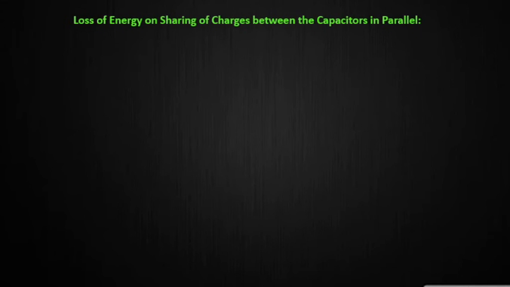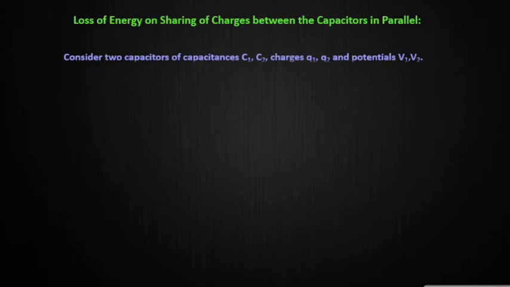Now let us see what will happen to this energy when two capacitors are connected to each other. For that, consider two capacitors of capacities C1 and C2. Let Q1 and Q2 be their charges and V1 and V2 be the potential differences between the plates respectively. Then Q1 is equal to C1 V1 and Q2 is equal to C2 V2.